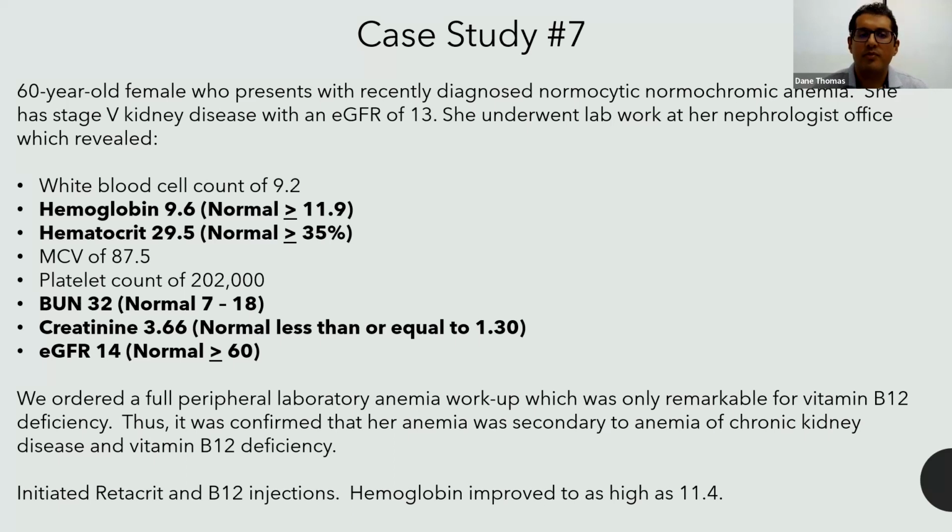We ordered a full peripheral laboratory anemia workup, which was only remarkable for vitamin B12 deficiency. Thus, it was confirmed that her anemia was secondary to anemia of chronic kidney disease and vitamin B12 deficiency. We initiated Retacrit and B12 injections for her. Her hemoglobin improved dramatically to as high as 11.4.